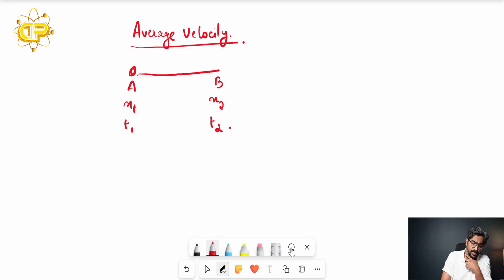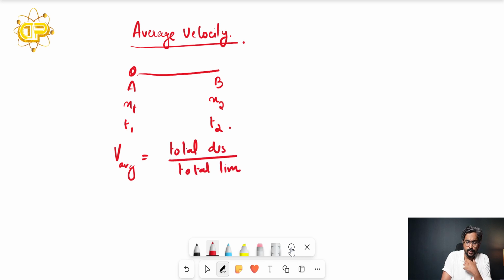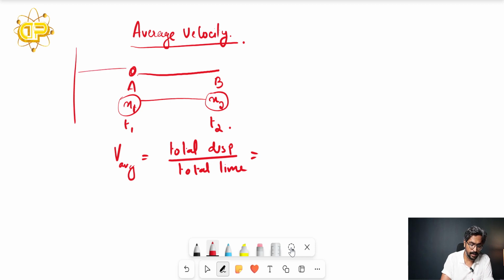So here also, once again, I'm saying the average velocity is given by total displacement divided by total time. What is the total displacement here? The total displacement is x2 minus x1, because with respect to an origin, it has displaced x1 at time t1, and then it has displaced x2 with respect to the origin at time t2.